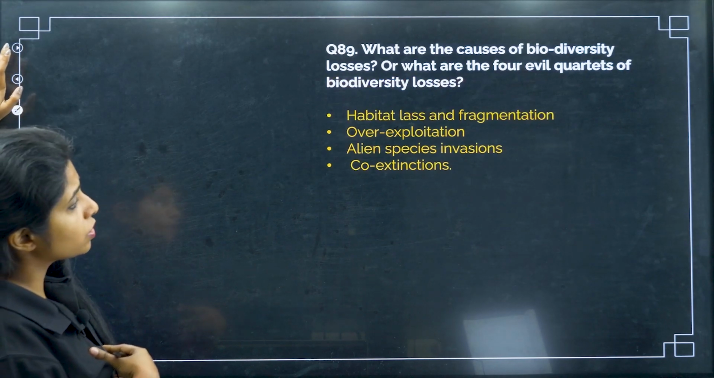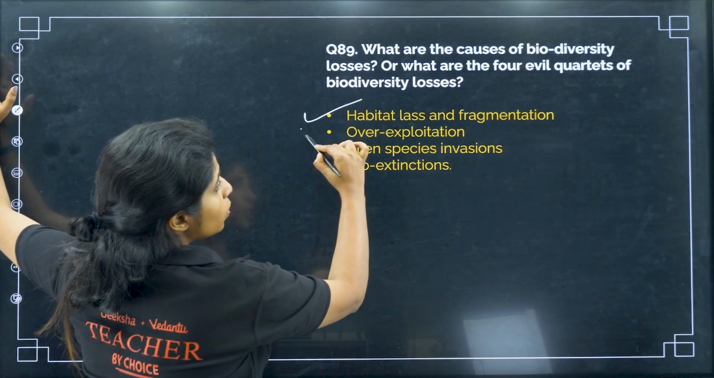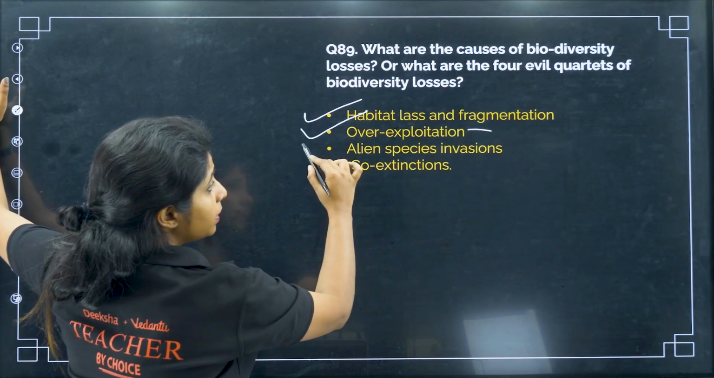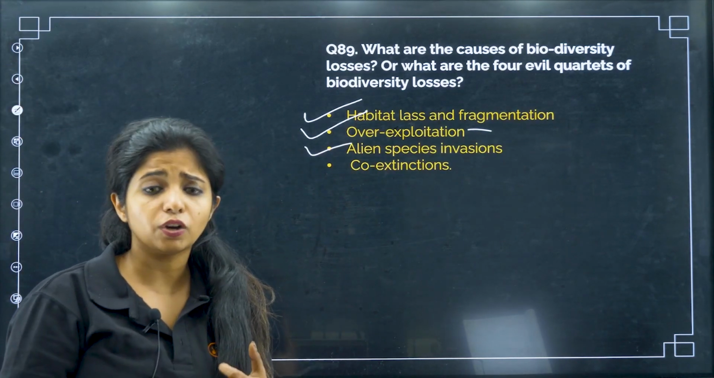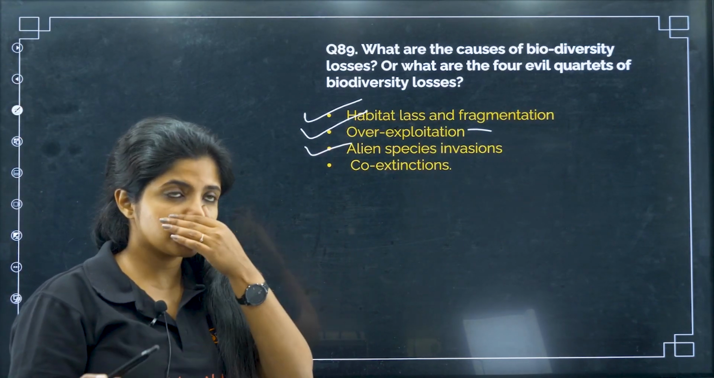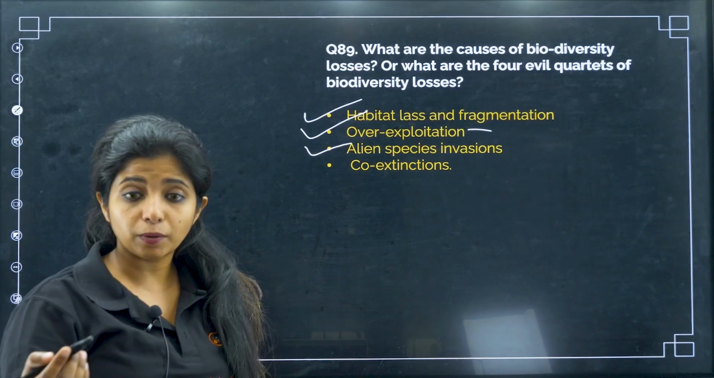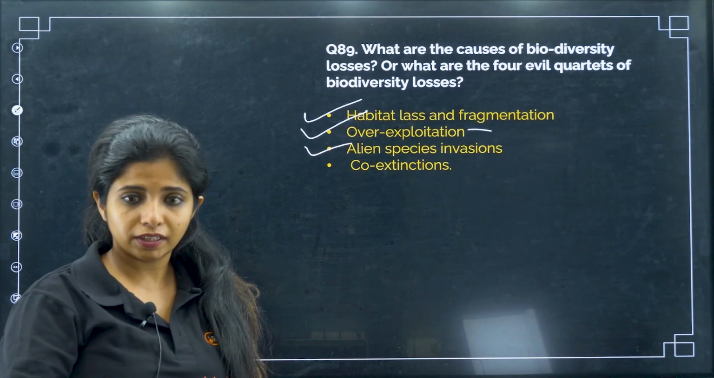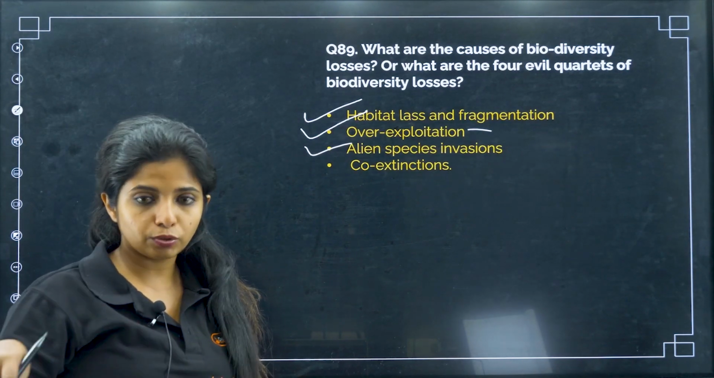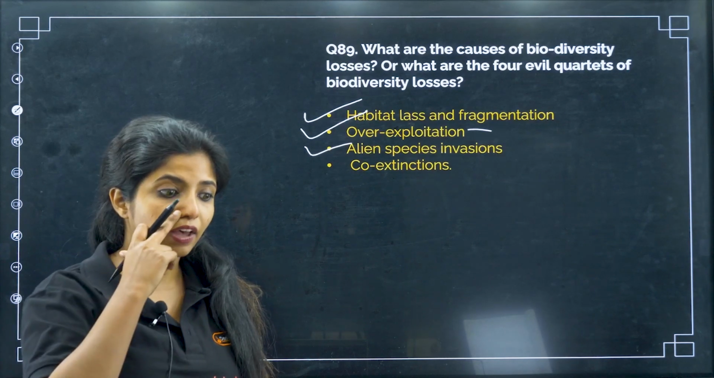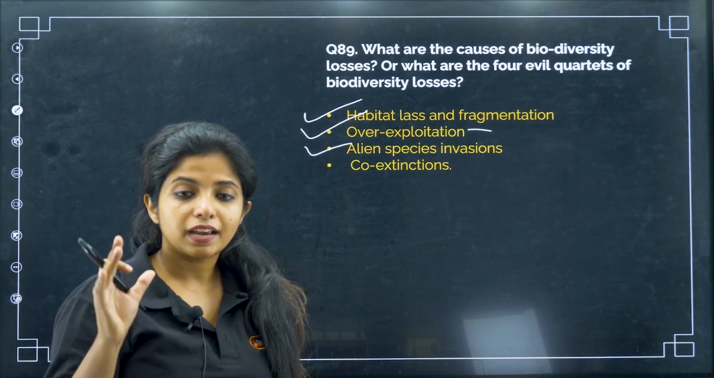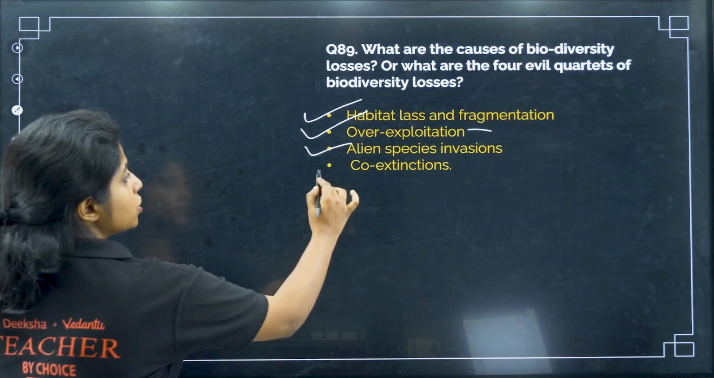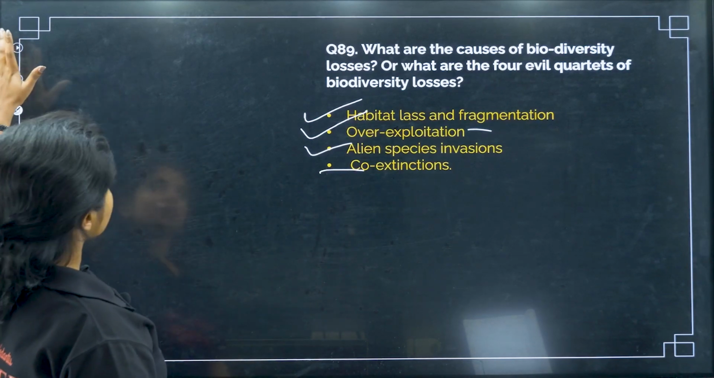What are the causes of biodiversity losses? You have habitat loss and fragmentation, and overexploitation, where Steller's sea cow is an example. Alien species invasion: you have Parthenium, Lantana and Eichhornia. In the case of fishes, you have Clarias gariepinus, the African catfish, which was killing the indigenous catfishes. In Lake Victoria, the Nile perch killed the cichlid fishes there. Co-extinction: if one is extinct, the other also becomes extinct.